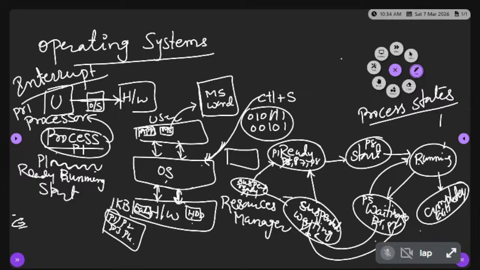What is process? Explain process state diagram. Part B lo any 14 marks, 7 marks. Part B each question carries 7 marks.